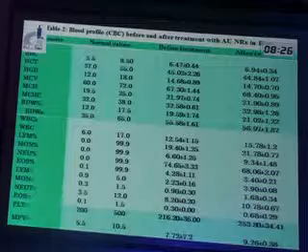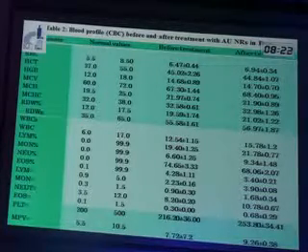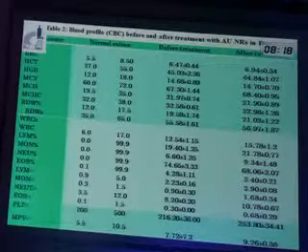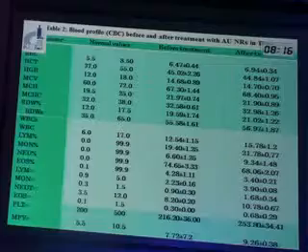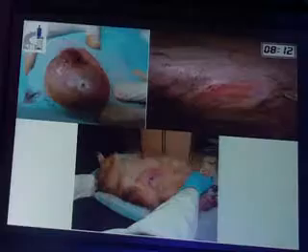For blood profile, also with complete blood picture, there is no significant difference in treated animals before or after treatment, after 1 month of treatment. This is in dogs and this is in cats.